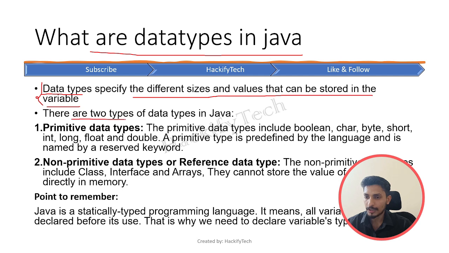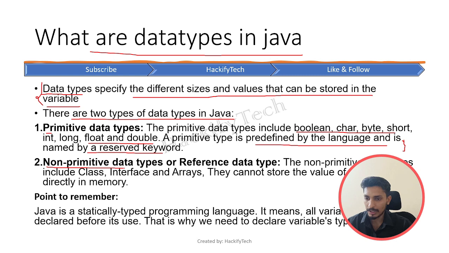Basically, there are two types of data types available in Java. One is the primitive data type, which includes data types like boolean, character, byte, short, int, long, float, double, etc. Primitive data types are predefined by the language and named as reserved keywords. So they are already defined along with your Java programs. These are of fixed size, and that's why we call them primitive data types.